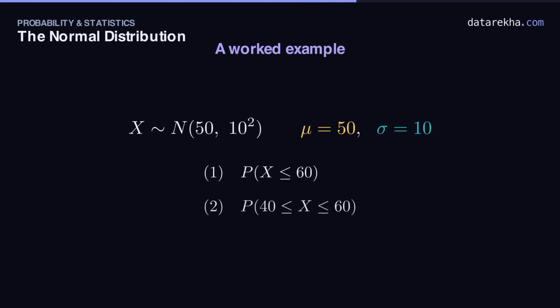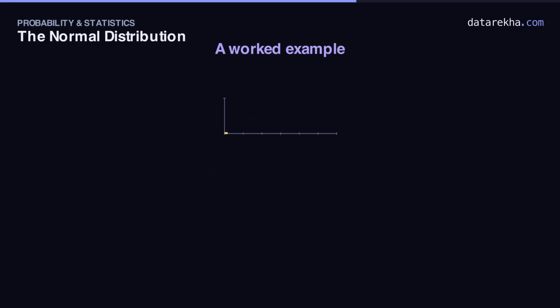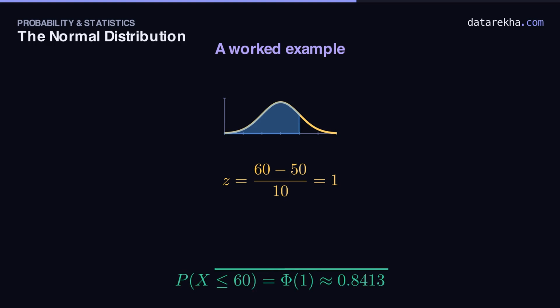X is normal with mean 50 and variance 10 squared, so sigma is 10. We want two probabilities. Part 1. To find the probability x is at most 60, standardize 60. 60 minus 50 is 10. Over sigma 10 gives z equals 1. So the probability is phi of 1, which is about 0.8413, roughly 84%.